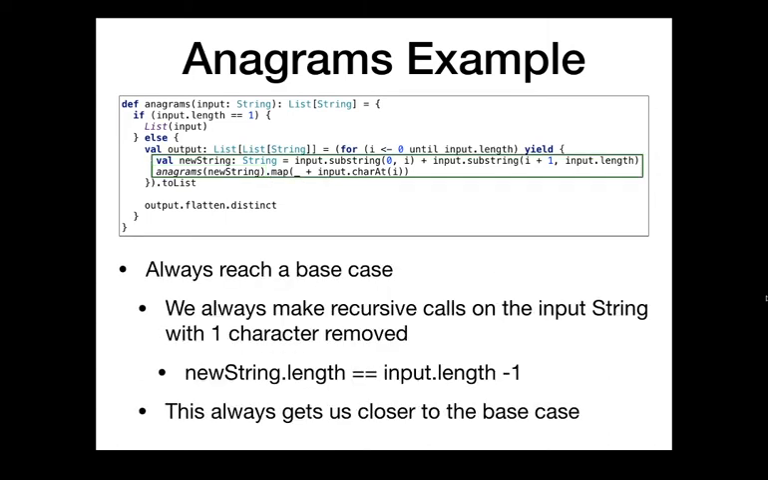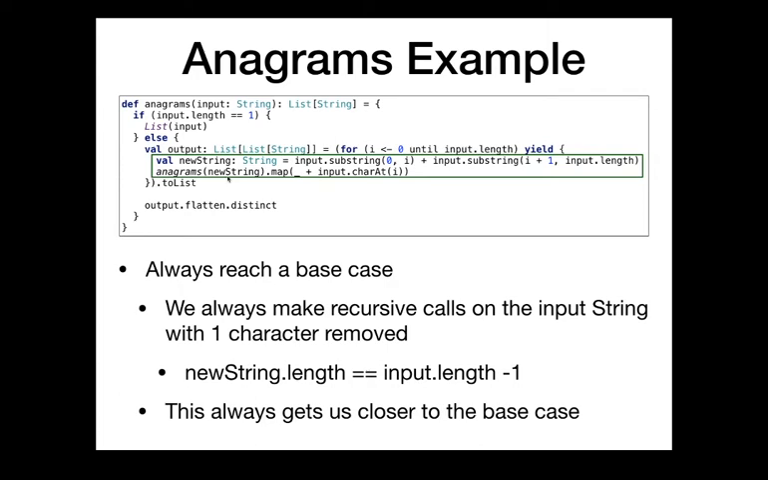As long as, the next thing, as long as our base case, as long as we always reach our base case, that last part of our formula here. So since we'll have an input, we'll say it's of length n, and then we're always making our recursive calls on inputs of length n minus 1. So if we hit our recursive step, we're only ever calling anagrams on strings with one character removed from the input. So the length of new string has to be the length of the input minus 1.